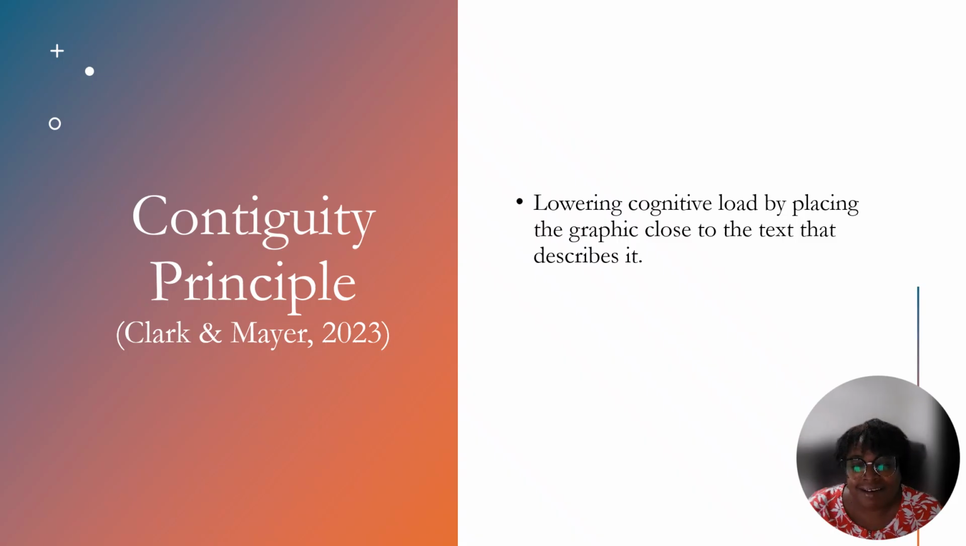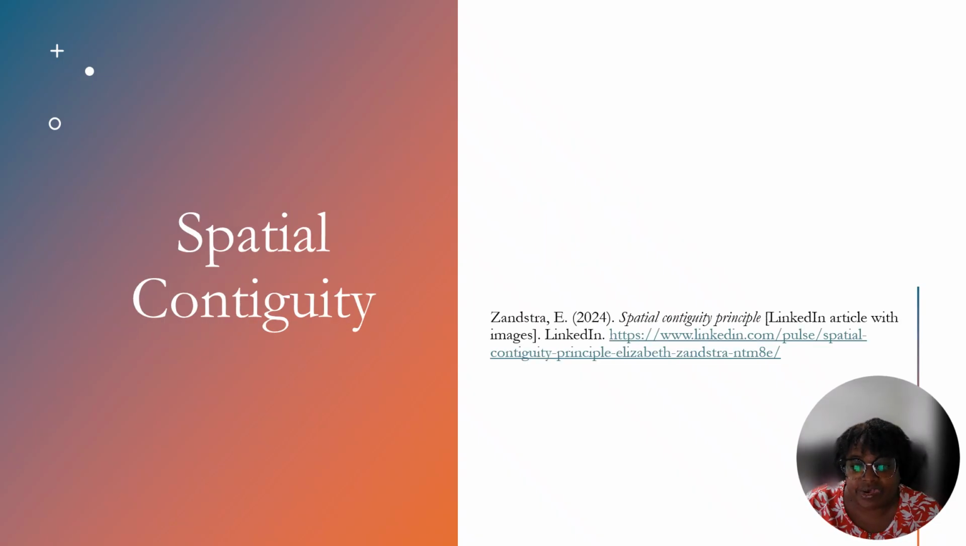So now we're going to talk about the contiguity principle. What it is, it lowers cognitive load by placing the graphics close to the text that describes it. Because remember, in multimedia, we have the text, we have the graphic, but we're understanding as we learn more and more about research that not just having the picture and the text together is enough. How we place that graphic in relation to the text is very important. I'm going to go through some examples.